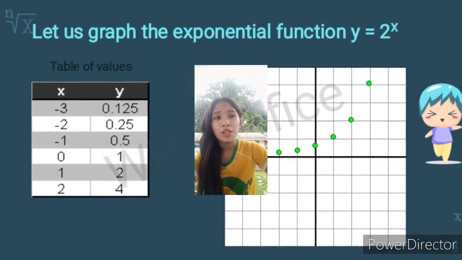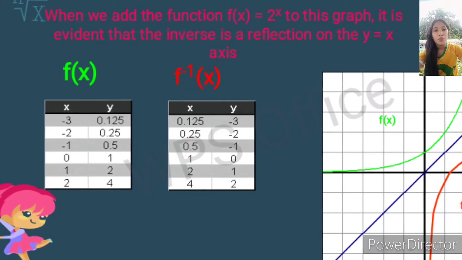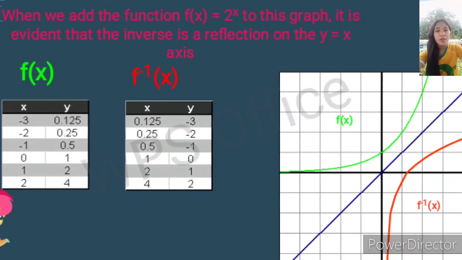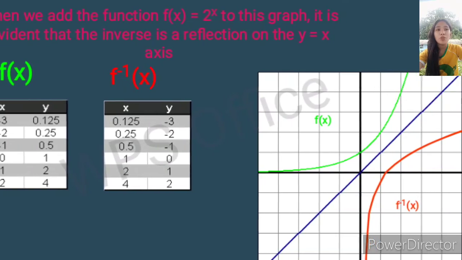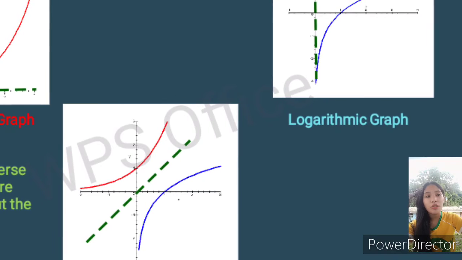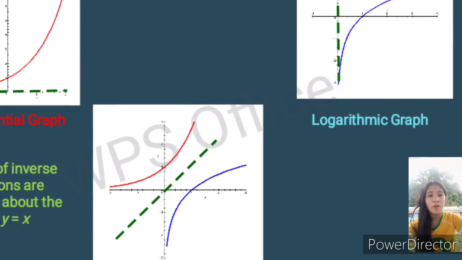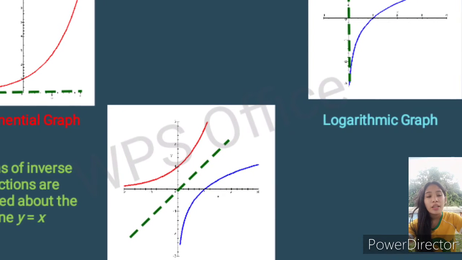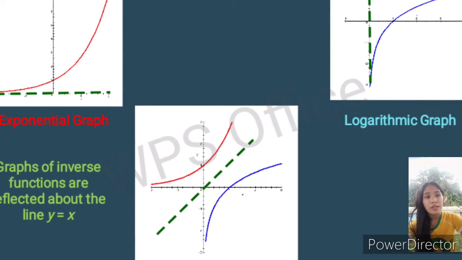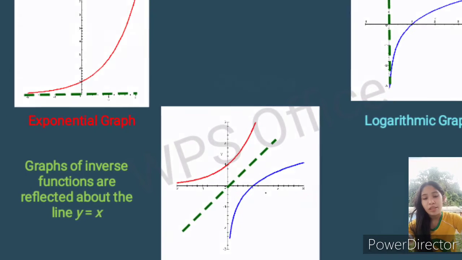Let us graph the exponential function y equals 2 raised to x. When we add the inverse of the function f of x equals 2 raised to x to this graph, it is evident that the inverse is a reflection over the line y equals x. So observe the exponential graph and the logarithmic graph. Graphs of inverse functions are reflected across the line y equals x. The exponential graph, as you can see, increases, while the logarithmic graph decreases.